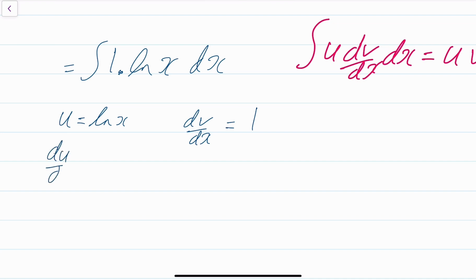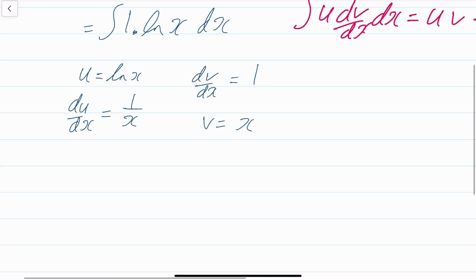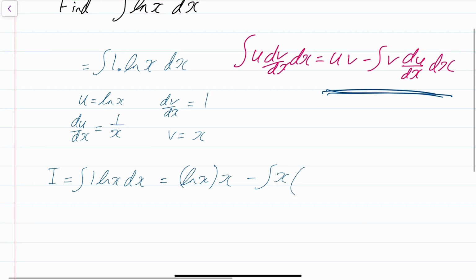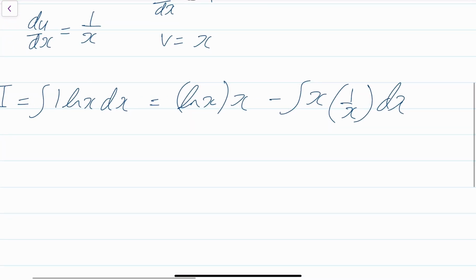So if you differentiate your u with respect to x, if you differentiate ln x, you just get 1 over x. And if you integrate 1 with respect to x, you will just get your x. So we write down our integral, which was 1 ln of x dx. And then if we put it into this formula, we know our u was equal to ln of x. I'm just going to put that in a bracket. Our v was equal to x. And then our integral of v, which is x, times our du by dx, which is 1 over x. I'll zoom in on this again. So that's what we have got down to.